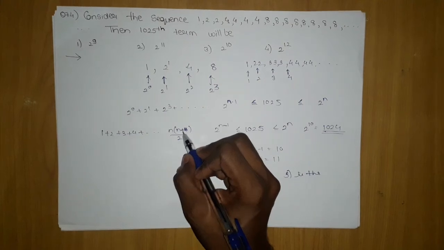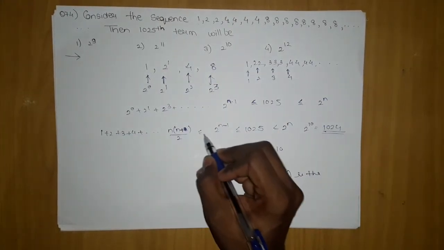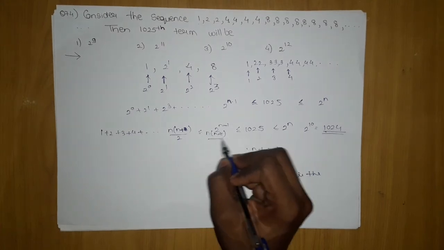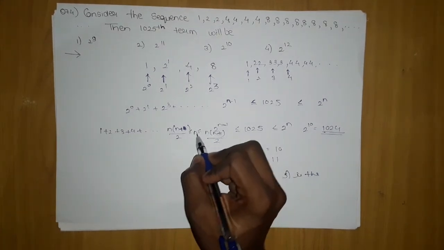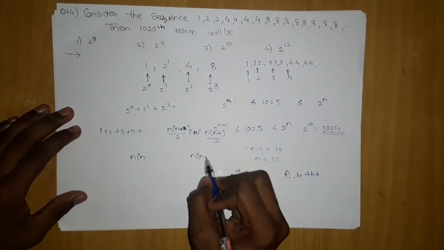n into n plus 1 by 2, n. Okay, the last term is what? Nothing but n into n plus 1 by 2. You have to place that number n between these two, that is, the last number n into n plus 1 by 2.